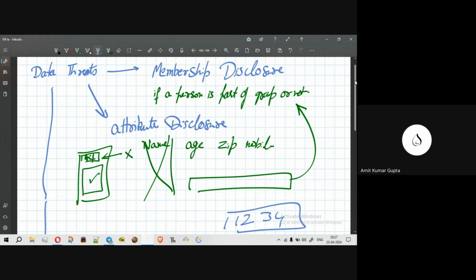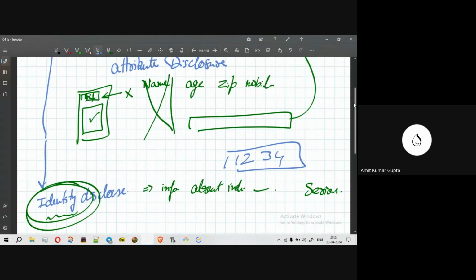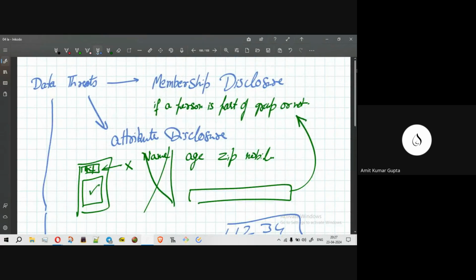I didn't get a lot of material to study it in detail. This is what I am able to gather today. So these are the three main types of disclosure. You better make some notes: membership disclosure, attribute disclosure, and identity disclosure. These are the three types of threat our data has. If you have any questions, ask.